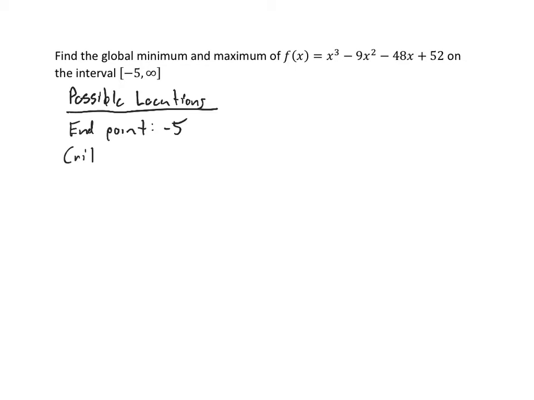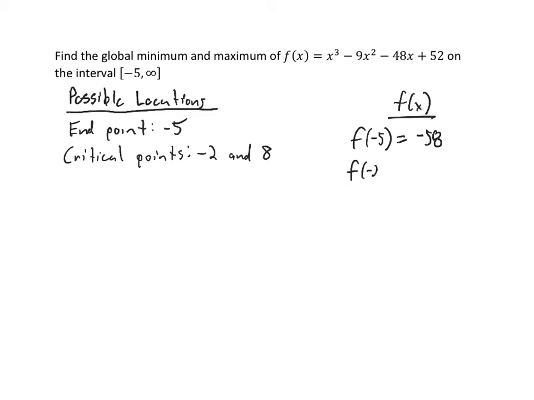We also have our critical points, which we found in that last example. Those critical points were negative 2 and 8. So let's look at f of x and see what's happening. We found in our previous example that f of negative 5 was negative 58. F of negative 2 is 104. F of 8 is negative 396.